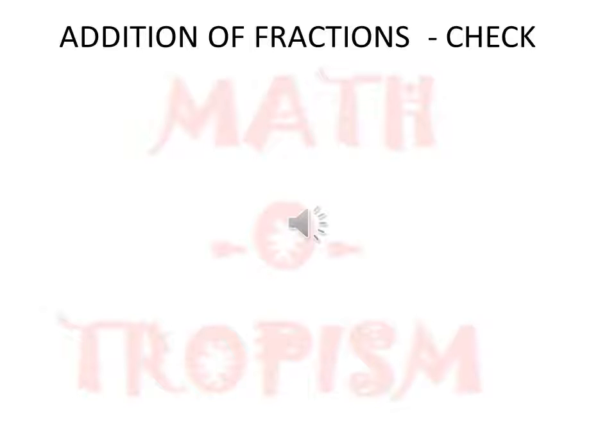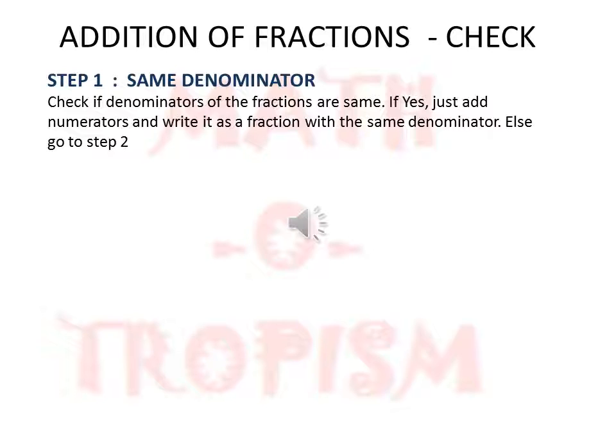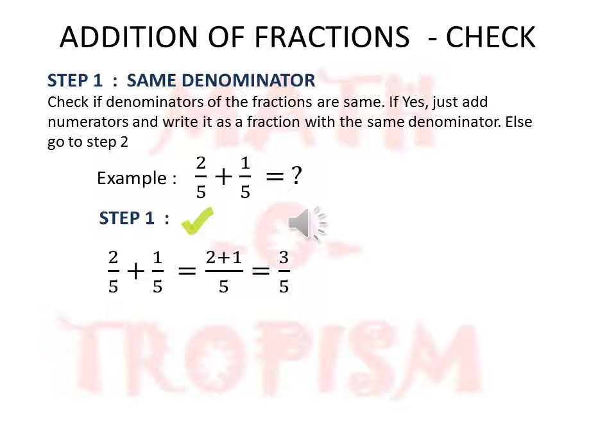So I'm just listing it out as step 1, step 2, etc. So first let us start. First step of checking is whether it has the same denominator. So for example, let us take 2 by 5 plus 1 by 5. So here both the denominators are 5. So what you need to do is just add the numerators and write the numerator as the sum, and the bottom will be the same denominator. So what is 2 plus 1 is 3 and divided by 5 since it's the common denominator.